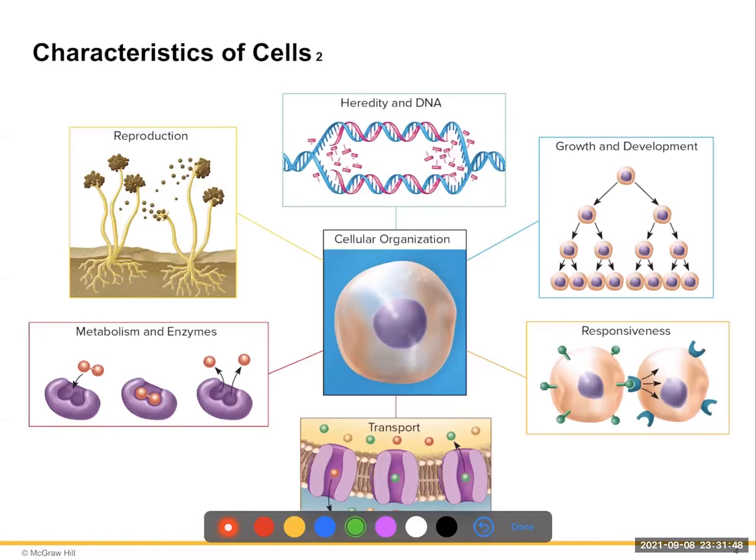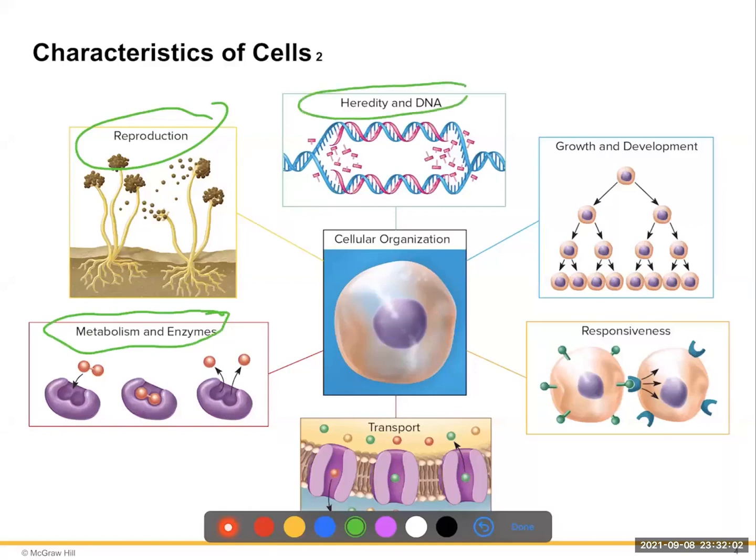Reproduction. Any organism has to be able to reproduce. It has to have metabolism and enzymes, so things can happen in the body at normal temperatures. You have to have DNA, hereditary, to transfer qualities or characteristics to the next generation.